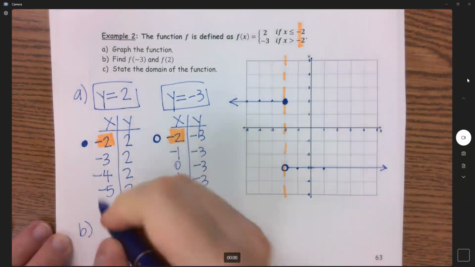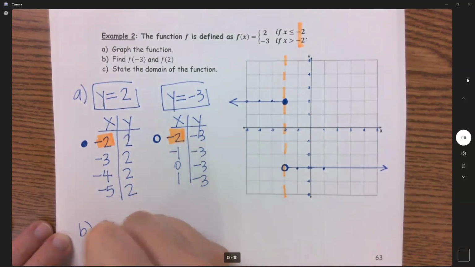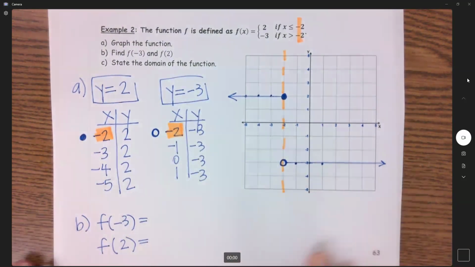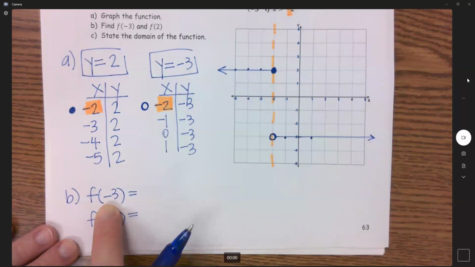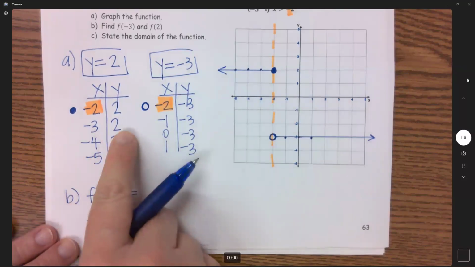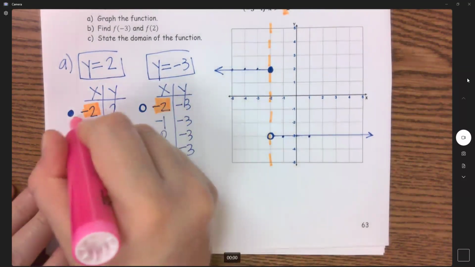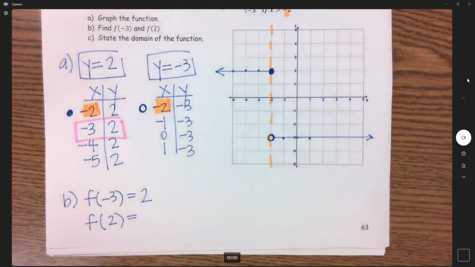So part B wants us to find f of -3 and f of 2. Now, if you fill this table out, most of your values are going to come straight from that table there. Remember, these are my x's. So if I have x is -3, well, here's where my x is -3. What does that equal? That equals 2. So right here, we get that point of 2.